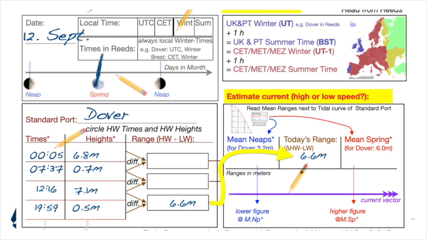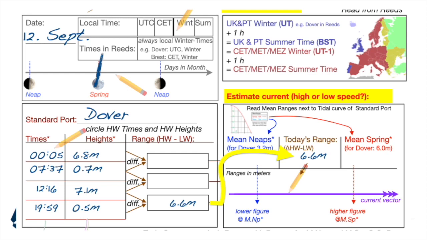Okay. And now we look at what is the mean range for neaps and the mean range for spring. And that, you can see in the estimate current box in the left top side corner of that box.